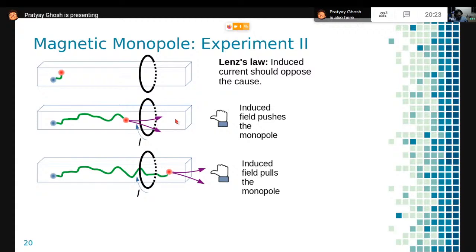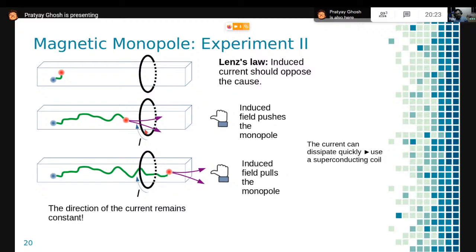But you would always say that this is a small current. How can you detect it? It will die out pretty quickly. It will dissipate. For that, you use a superconducting coil.